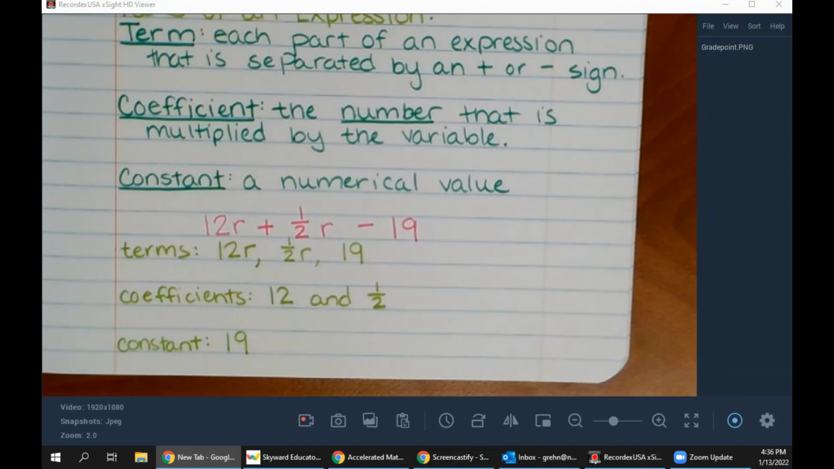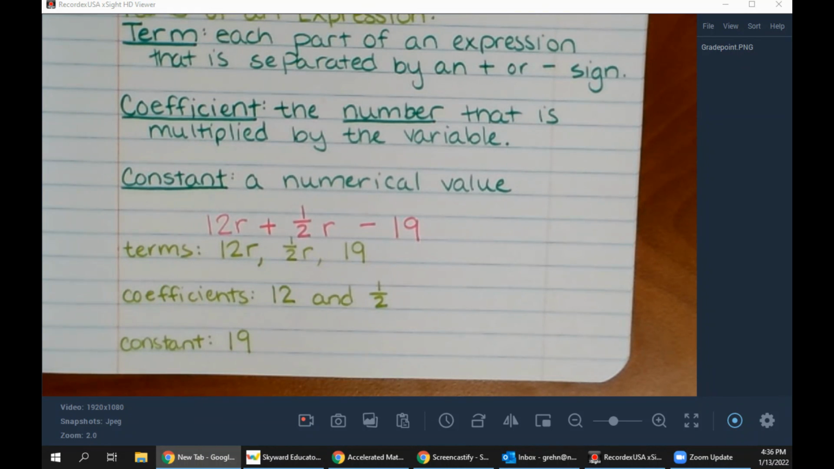Okay, so today was basically just going over a lot of vocabulary words. We're going to use this to help us write both numerical and algebraic expressions in the future.